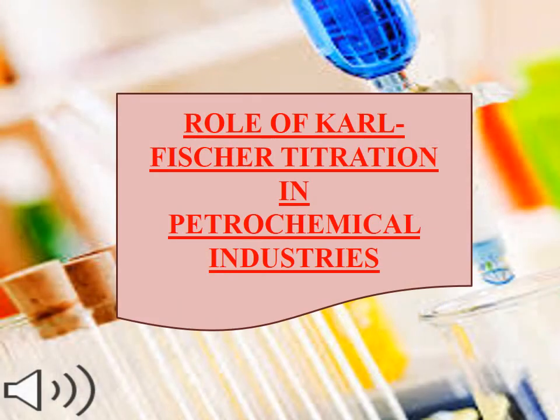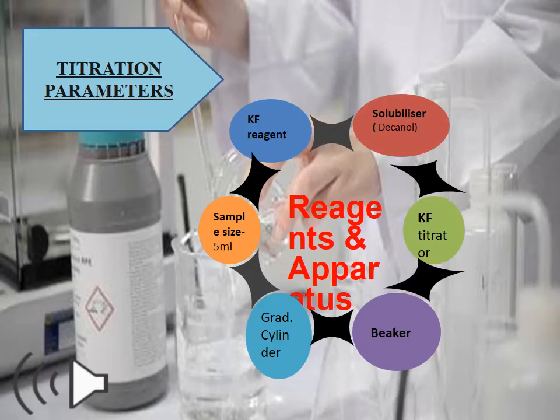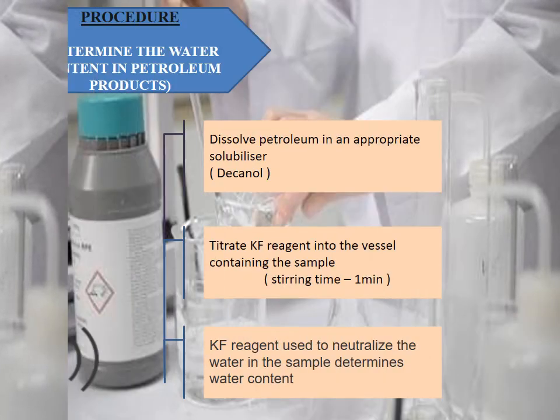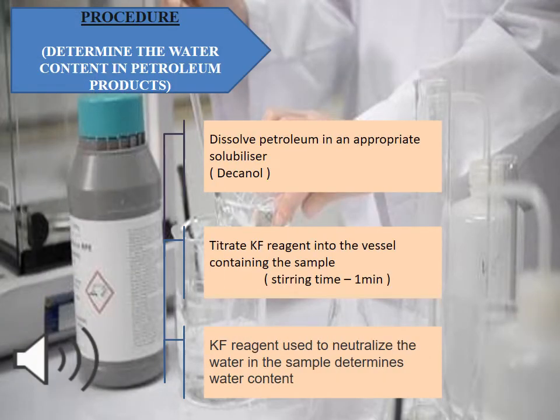The last application includes the role of Karl Fischer titrations in the petrochemical industries. First of all, we'll discuss the titration parameters that comprise the reagents and the operators required for this titration. That includes the KF reagent, the solubilizers, the KF titrator, beaker, graduated cylinder, and also the sample size, which must be 5 milliliters. The procedure is to determine the water content in the petroleum products.